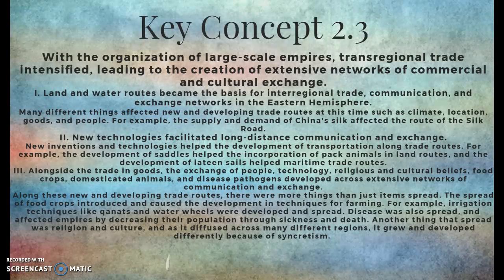The third Roman numeral is about other things that were passed on these trade routes. So not only just products were traded, but also things like disease and intellectual ideas such as like irrigation systems and religion and cultural beliefs.